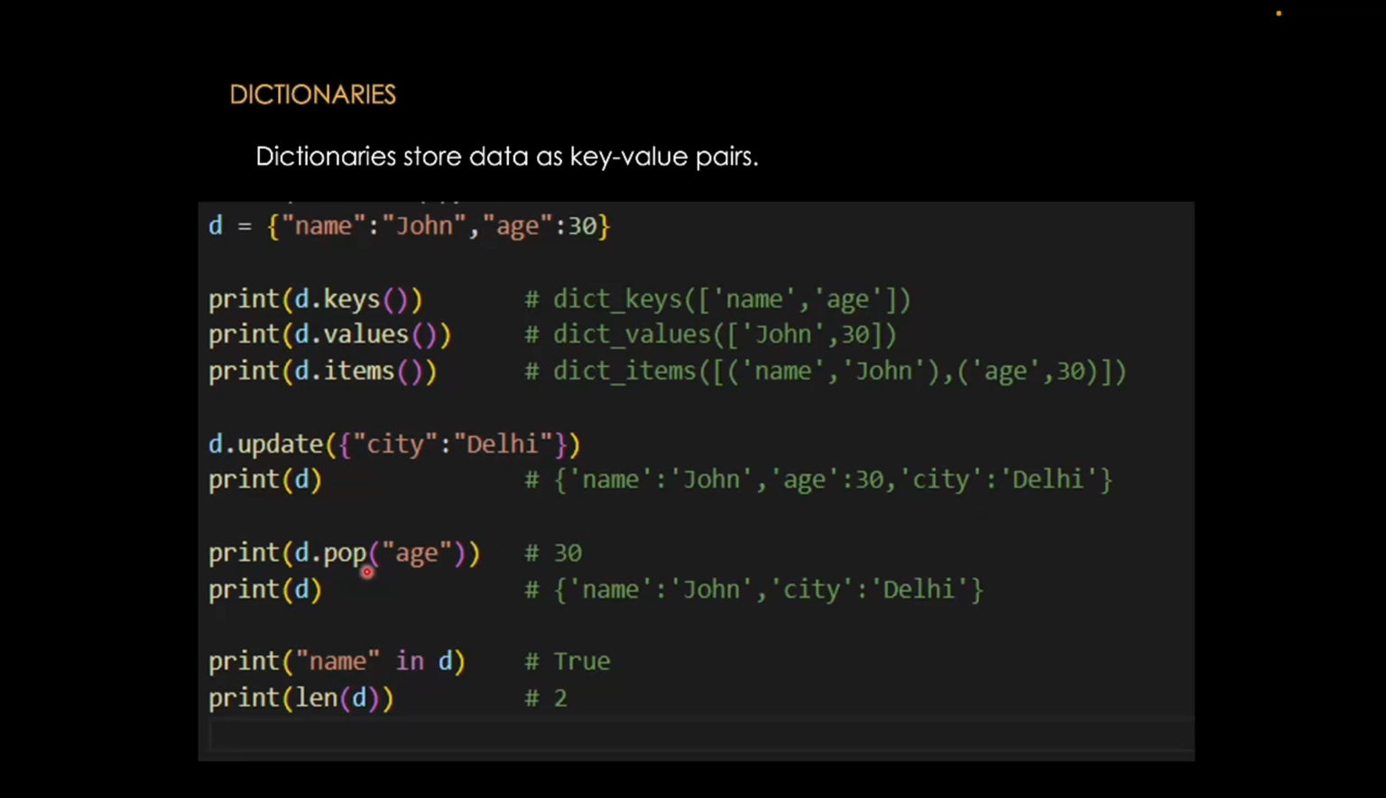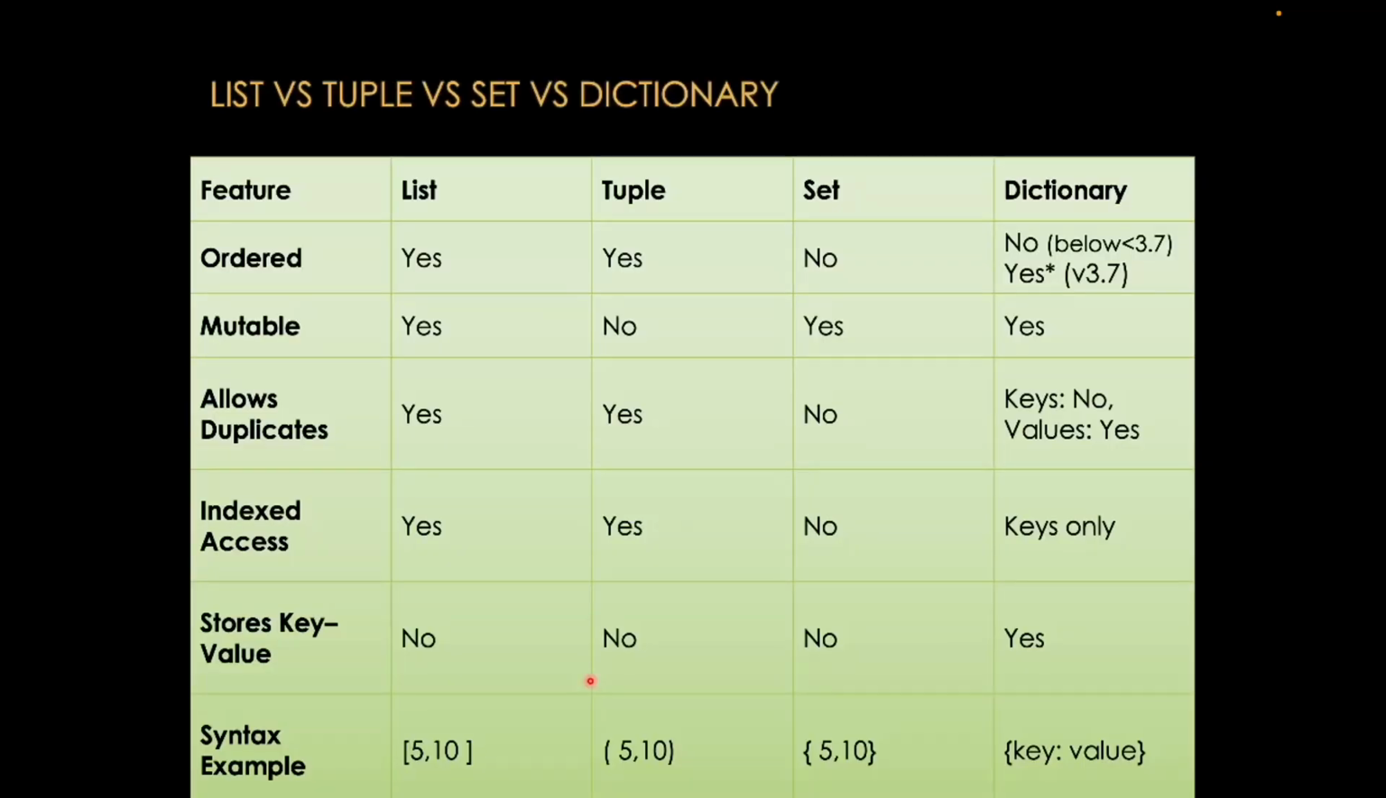Pop is used to remove. So now we have removed the age. It will print the value, but now the dictionary has only 2 items. Earlier it had 3 items, but now there are only 2 items. We can also print the length, so it will give us 2, and we can check whether a particular key is present or not. For example, we say name in D. If the key is present, it will return true, else false.